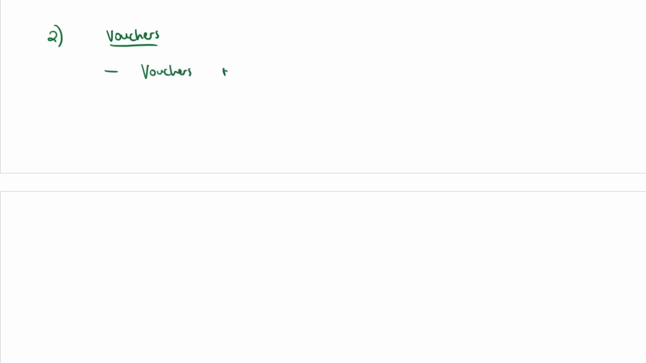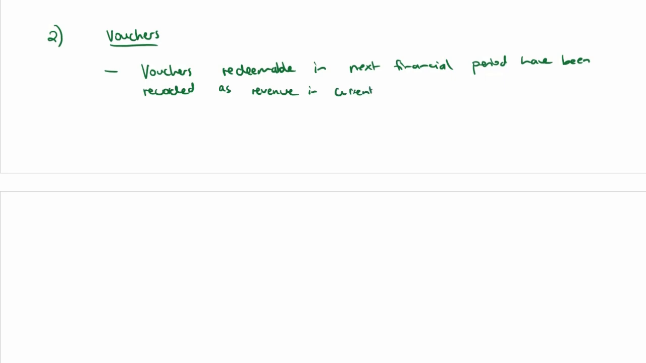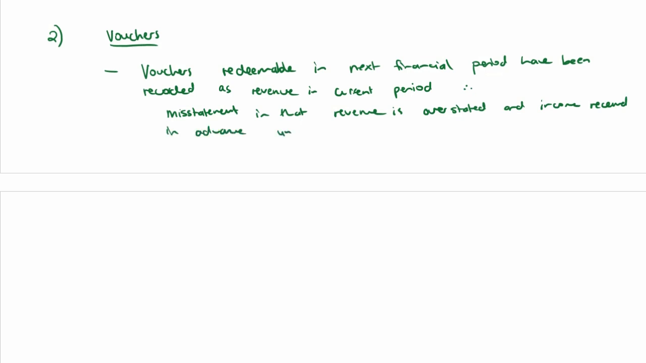Vouchers redeemable in the next financial period have been recorded as revenue in the current period. Therefore, there's a misstatement in that revenue is overstated and income received in advance understated. So I've proved there is a misstatement.